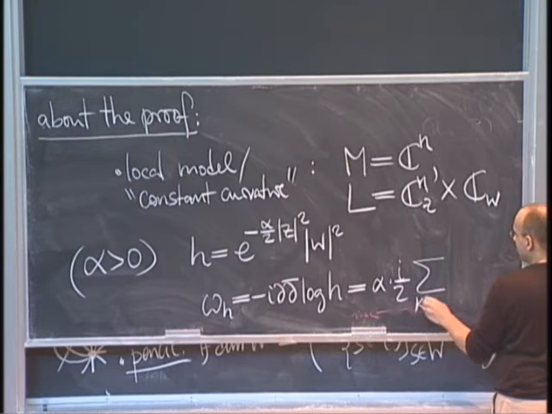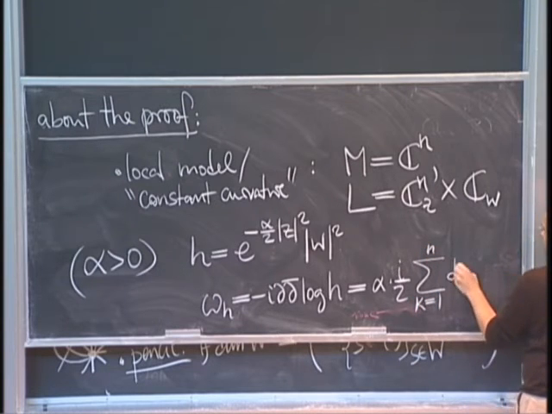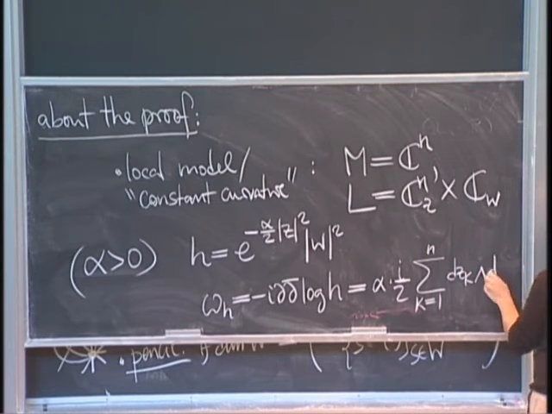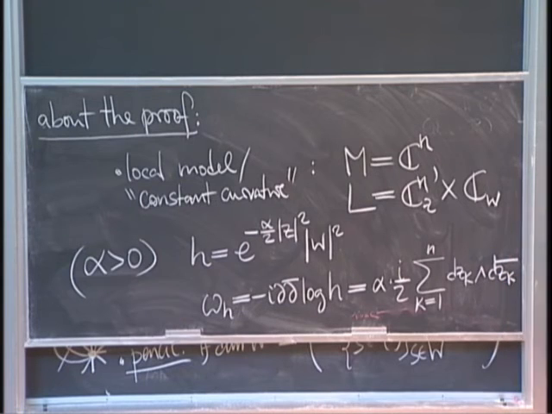That is the sum of dz_k wedge dz_k bar. If you don't like Kähler forms, just imagine n equals 1 and there's just the standard area form on the complex plane. n equals 1 is a perfectly good test case. All the complications are there when the dimension is 1, and the picture is complete when the dimension is 1.